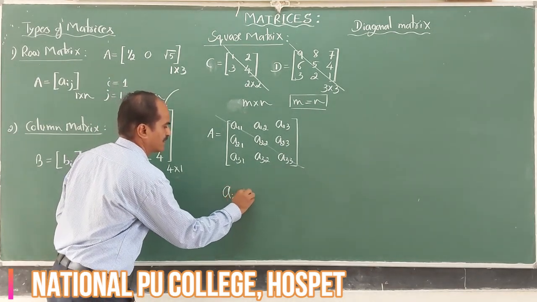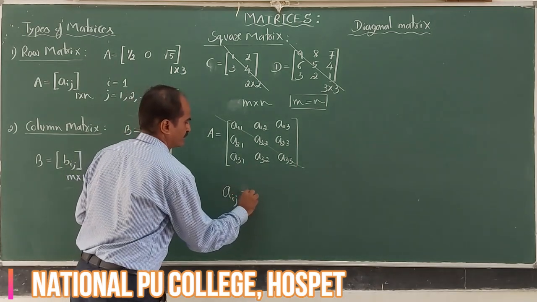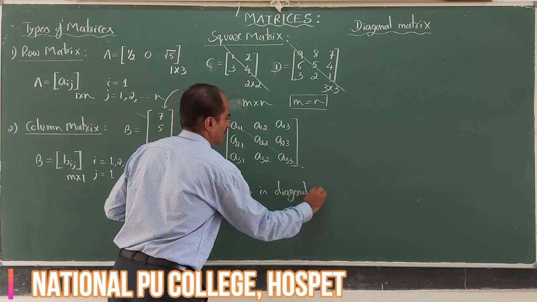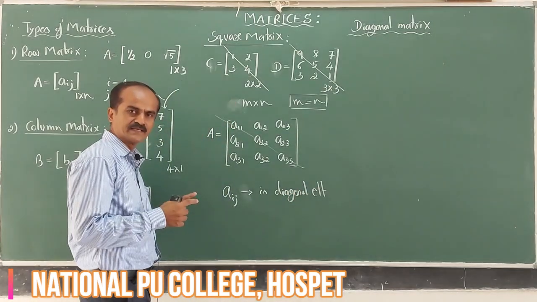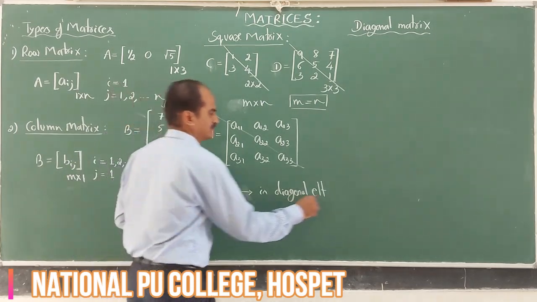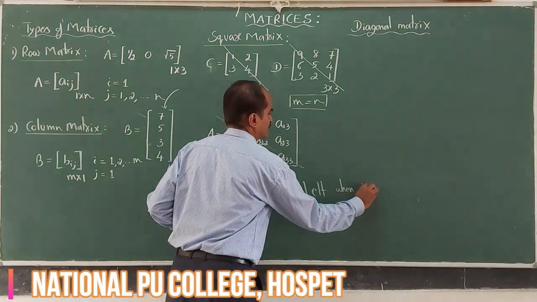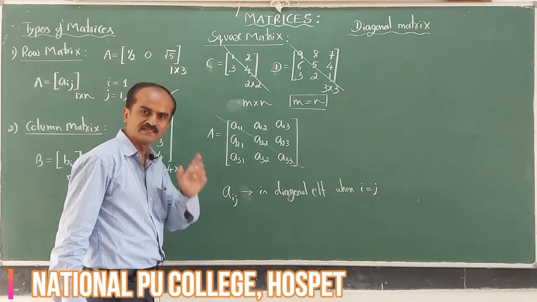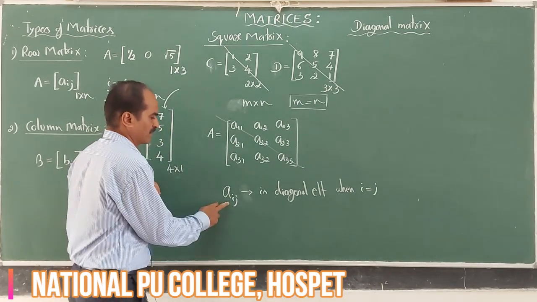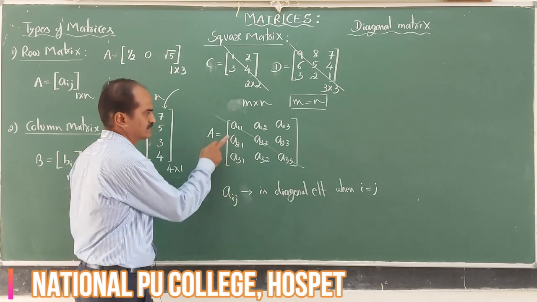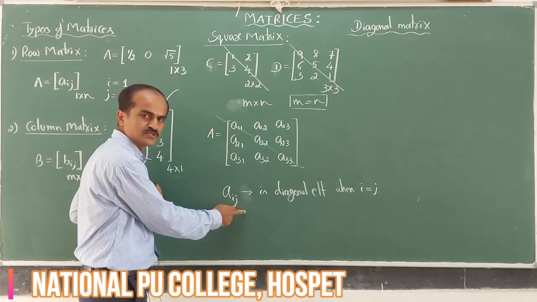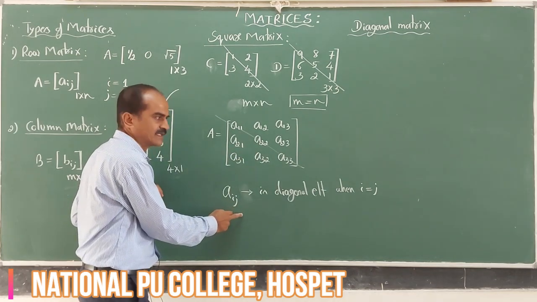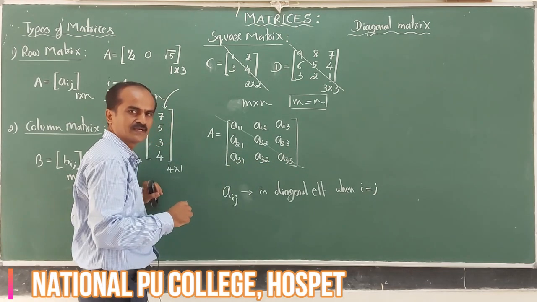So I write Aij is a diagonal element. Aij in a square matrix is a diagonal element when i equal to j. When their suffixes are same, it represents one of the diagonal elements. Maybe i and j both are 1, A11. When both i and j become 2, A22, it is also a diagonal element. When i equal to j, each of them equal to 3, it represents A33. It is also a diagonal element.